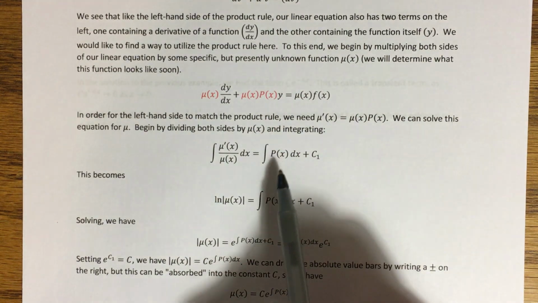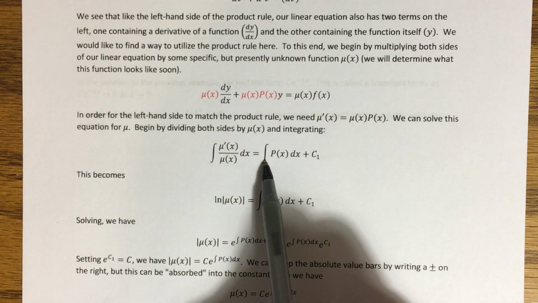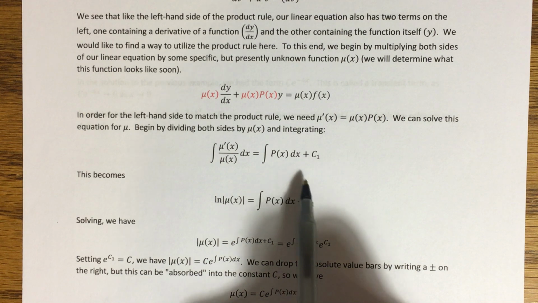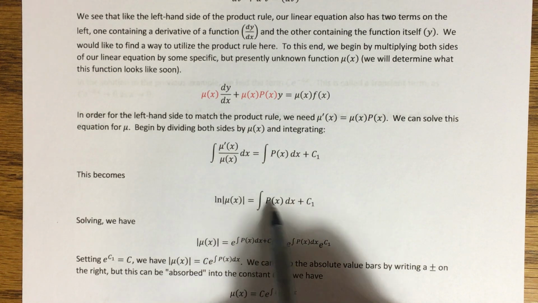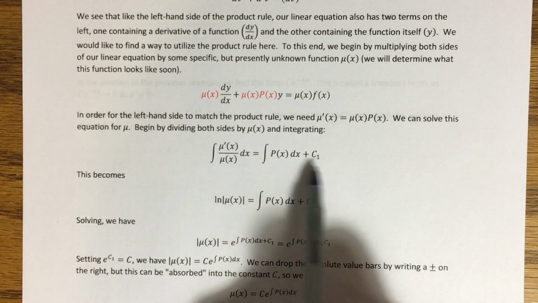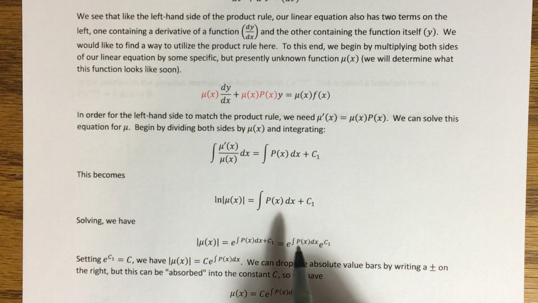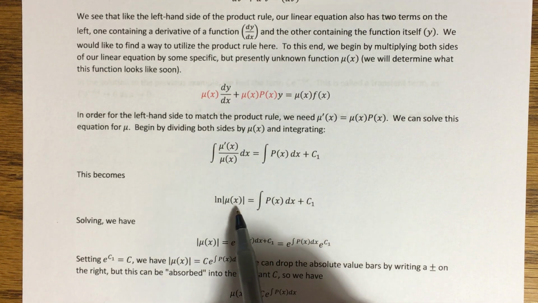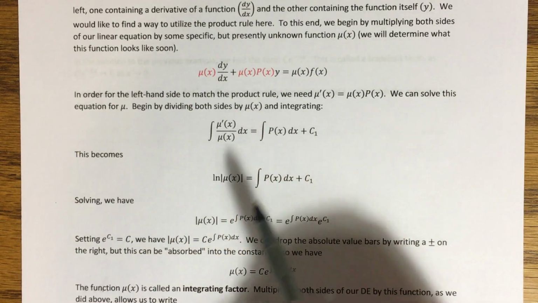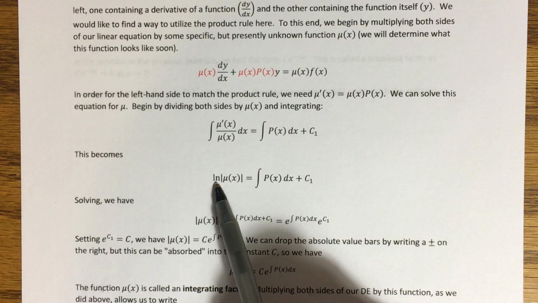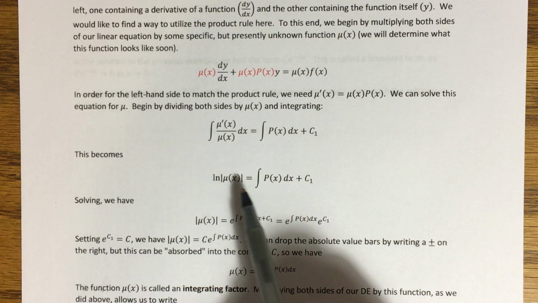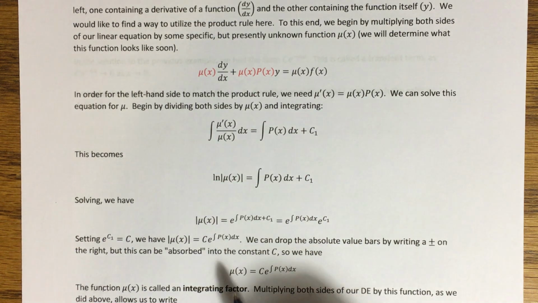In a specific example, we will know p of x, but for now, I can't evaluate this integral directly. But I do know that after doing the integration on both sides, I will pick up some constant of integration in that process. So I'm writing that here, plus c1, and here it is again. If I wanted to solve for mu of x, I would start by doing e to the power of both sides to cancel out that natural log.